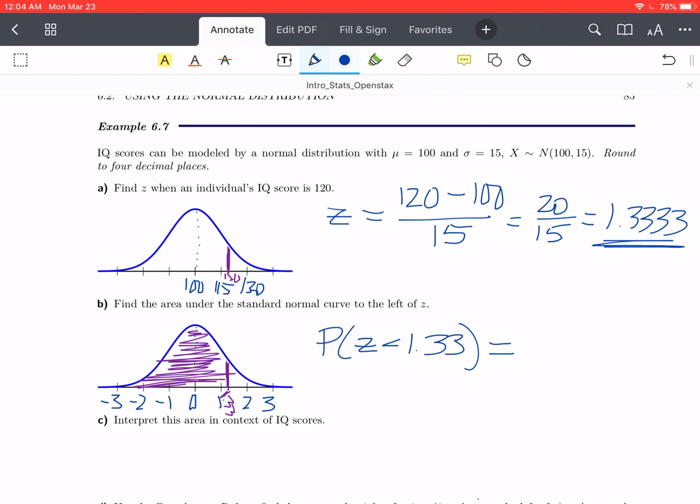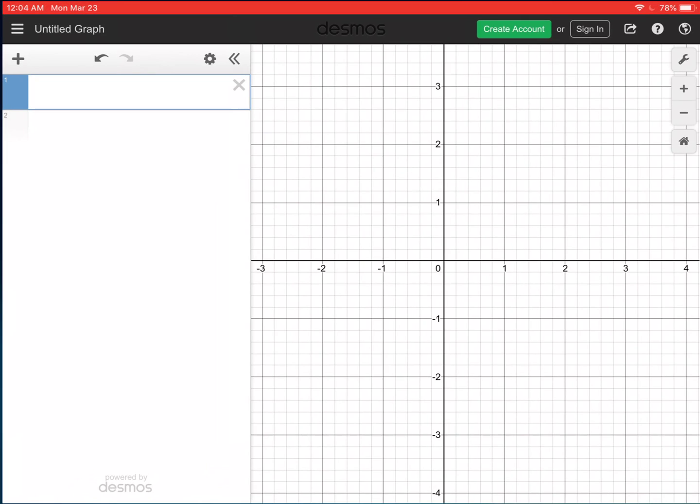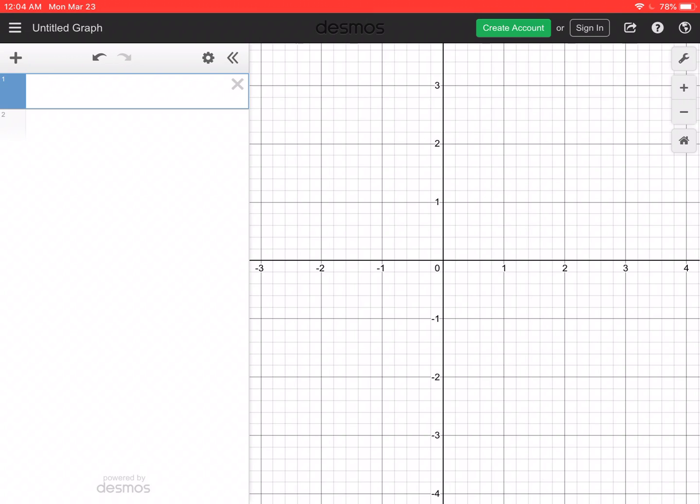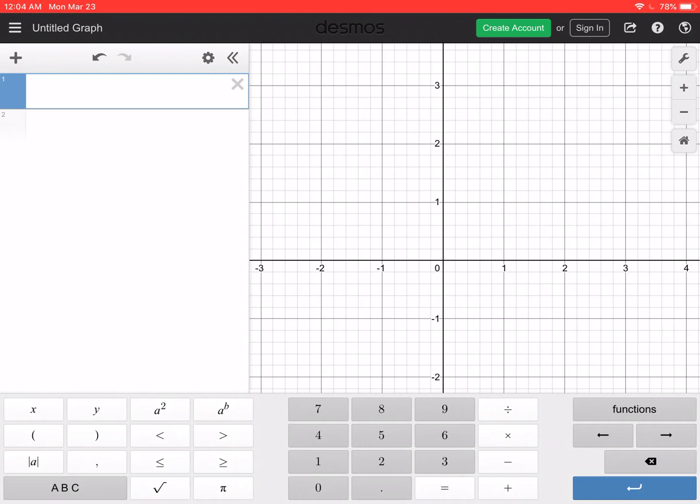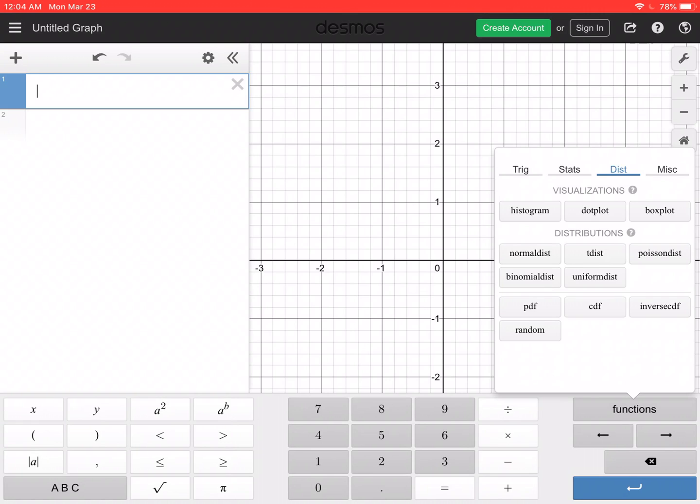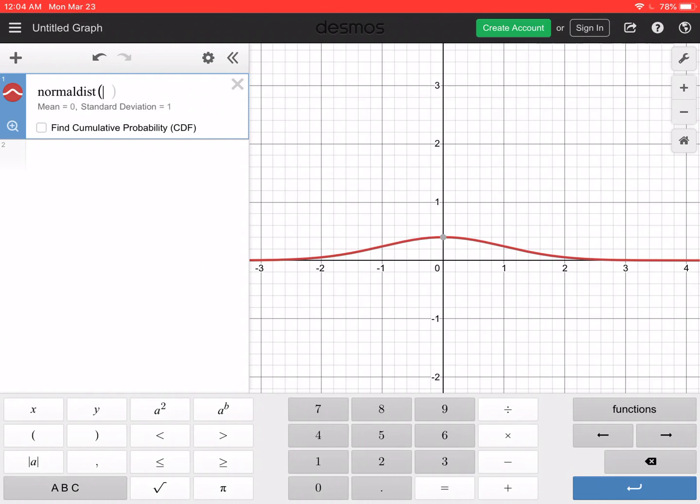Now, when we want to compute this using the technology, so using Desmos in particular, we're going to switch over to Desmos. Now, Desmos does have statistics functions, so if we go over to distribution, you'll notice there's a button here, normal distribution. So you can just click that, or you can type it in, right? Just type in normal dist. Okay? And then notice if you don't do anything different, Desmos assumes that it's the standard normal. It has a mean of 0, standard deviation of 1. You can see that up in the corner.